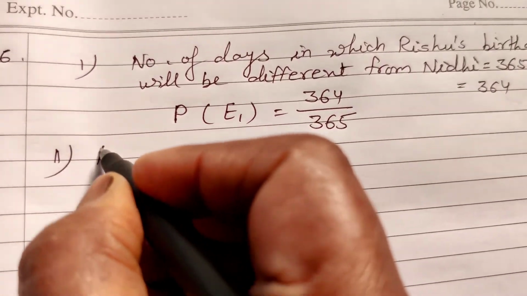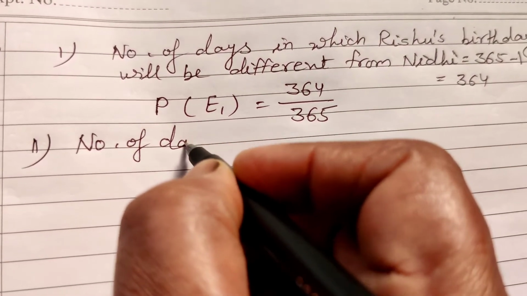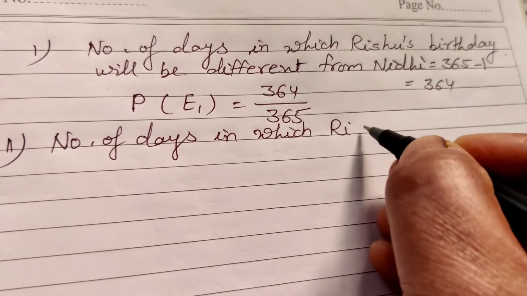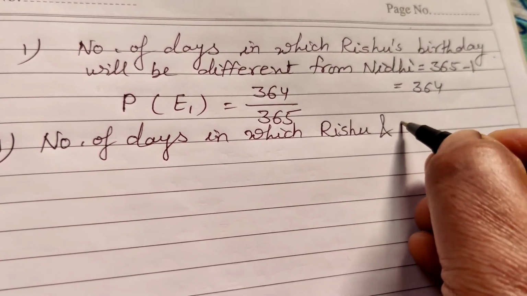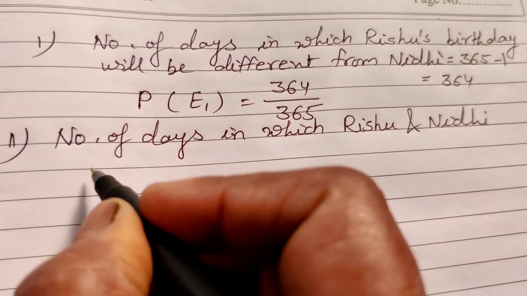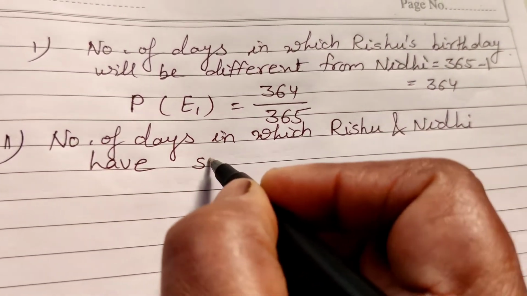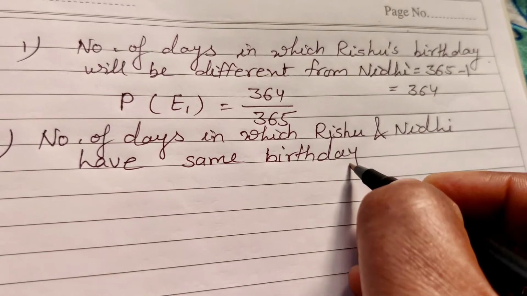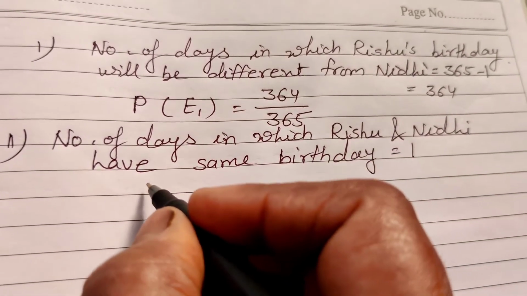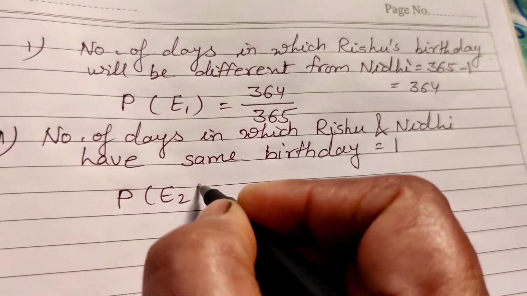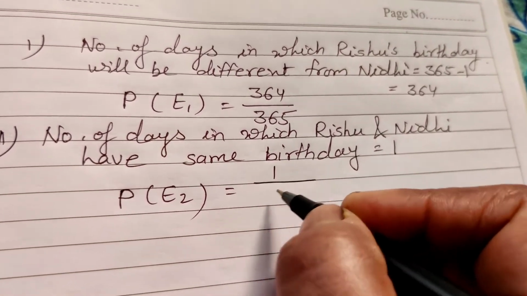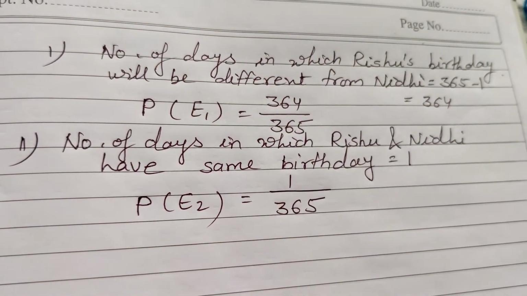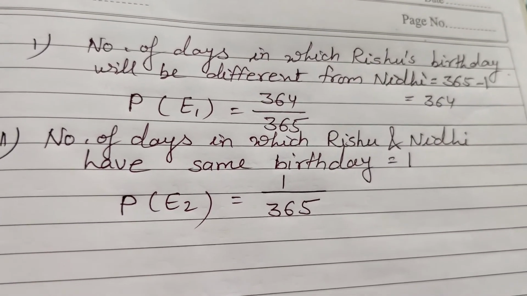Second, the number of days in which Rishu and Nidhi have the same birthday equals 1. It means event E2 denotes this condition. The probability of the second event is 1 by 365. There is only one day on which both can have the same birthday, so the probability is 1 by 365, and for different it is 364 by 365.